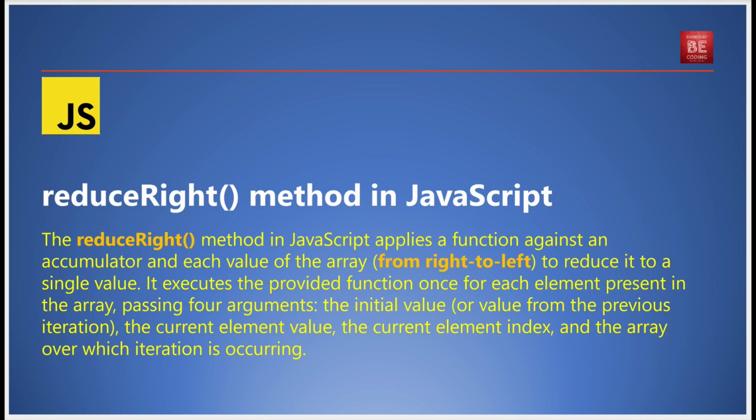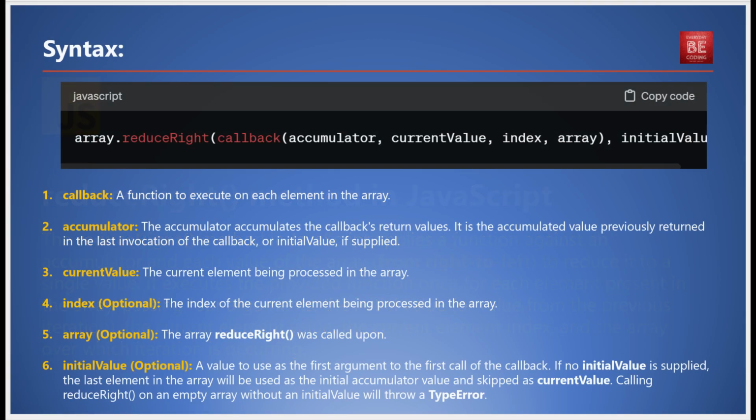The method executes the provided function once for each element present in the array. It passes 4 arguments: the initial value or value from the previous iteration, the current element value, the current element index, and the array over which iteration is occurring. To illustrate this, consider the following syntax: array.reduceRight(callback(accumulator, currentValue, index, array), initialValue).